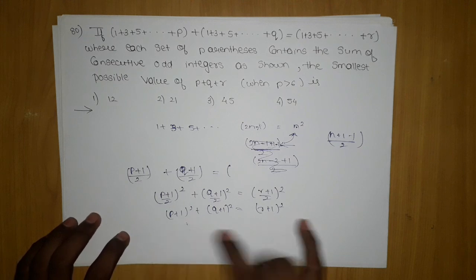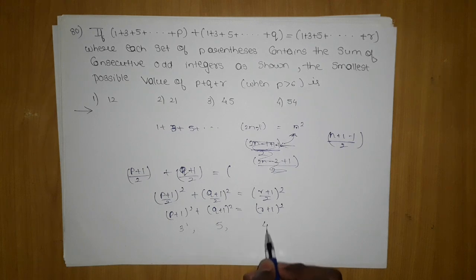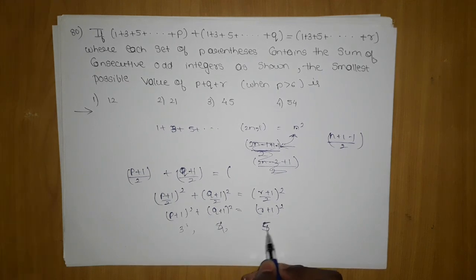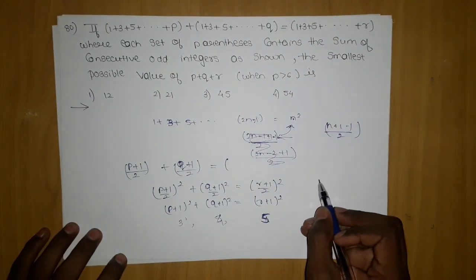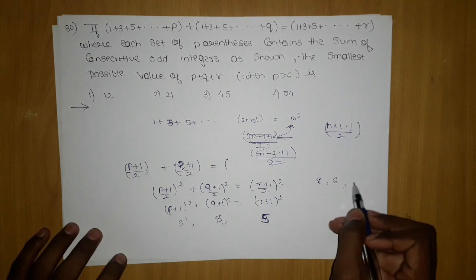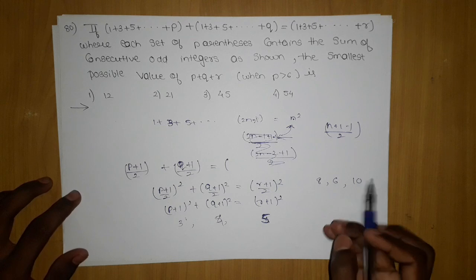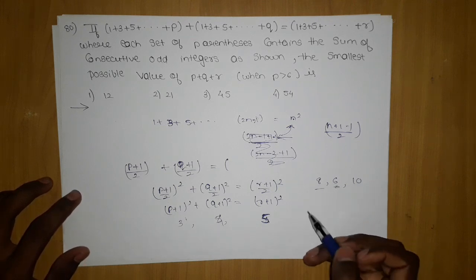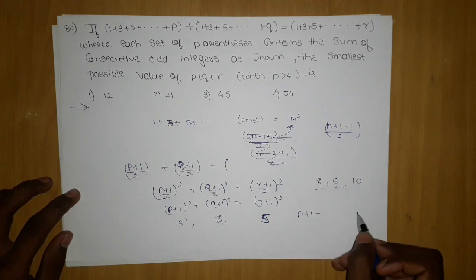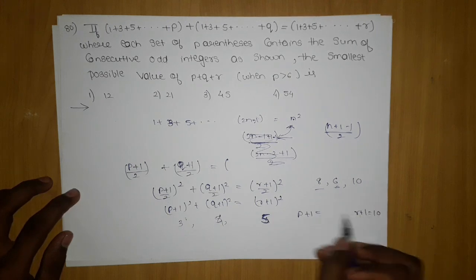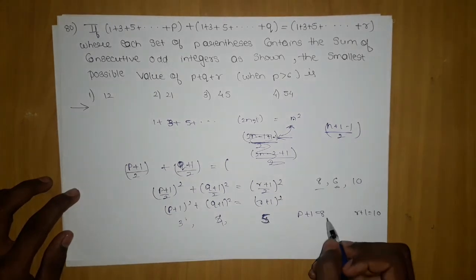Now it is a Pythagoras triplet. So 3, 4, 5 are the possible Pythagoras triplet which anyone will think, but they have told that p should be greater than 6. So 8, 6 and 10. So 36 plus 64 will give me 100. So r plus 1 should be 10 because in Pythagoras this should be maximum. p plus 1 should be 8 because it cannot be 6, p should be greater than 6.